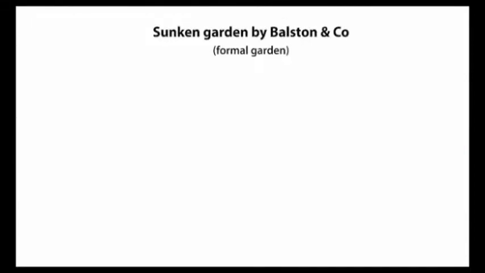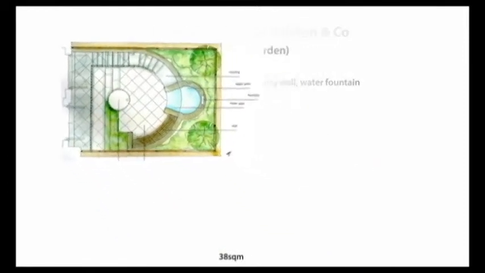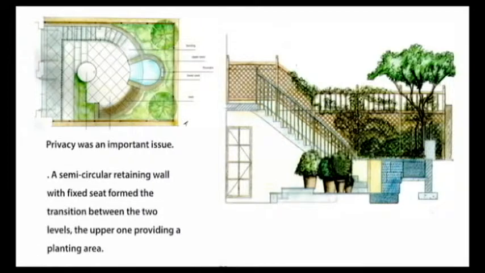The second example is the Sunken Garden by Belston & Co., which is a formal garden. The dimension of the garden is 38 square meters. The key features of the garden are semicircular retaining walls and a water fountain. The brief states to create a small urban garden that is largely decorative. Privacy was an important issue. A semicircular retaining wall with fixed seat formed the transition between two levels, with the upper one providing the planting area. The lower part was enclosed by the surrounding properties and overlooked.